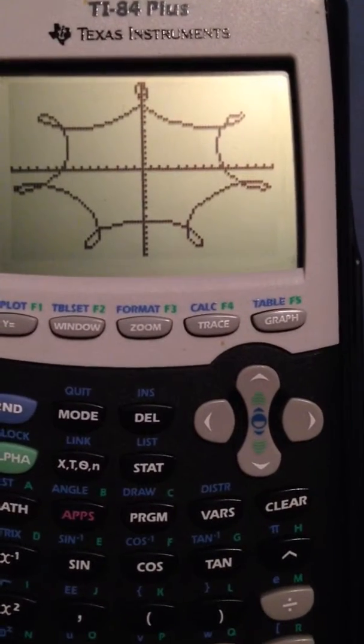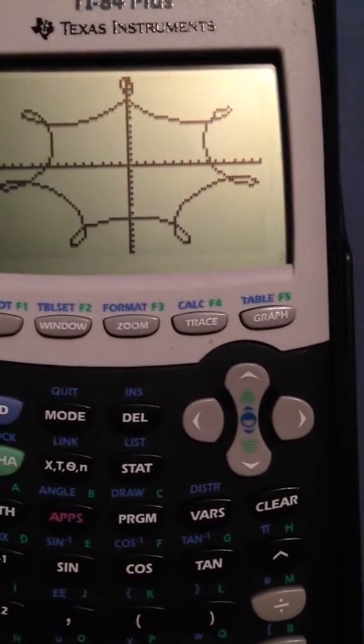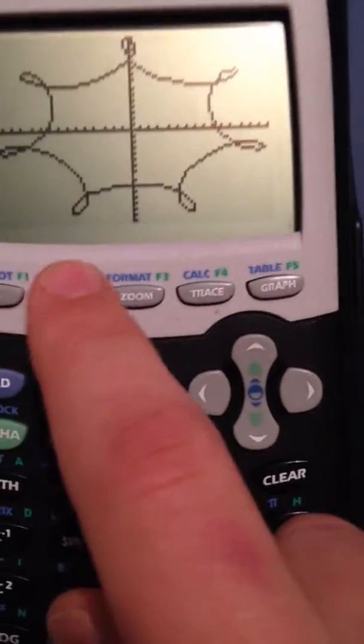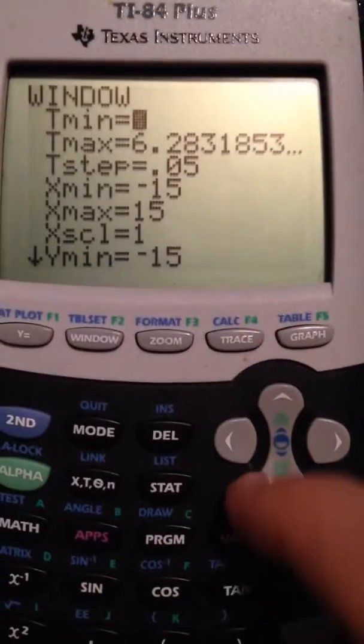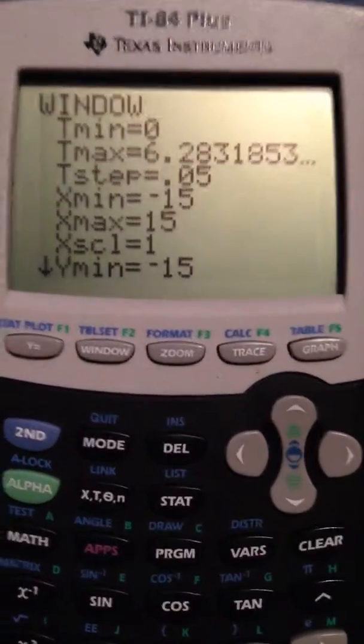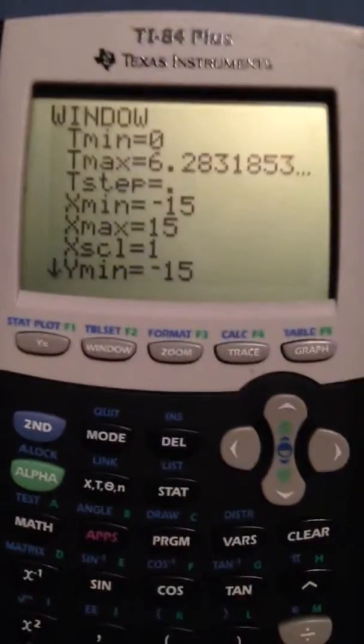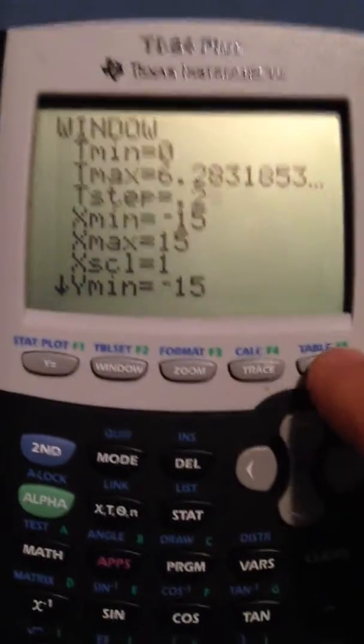Now, if you increase the value of the step, it will do the opposite. Less points will be plotted, and it will be less accurate, but the graph will complete a lot faster. So if I put the step at 0.2, this is what it looks like.